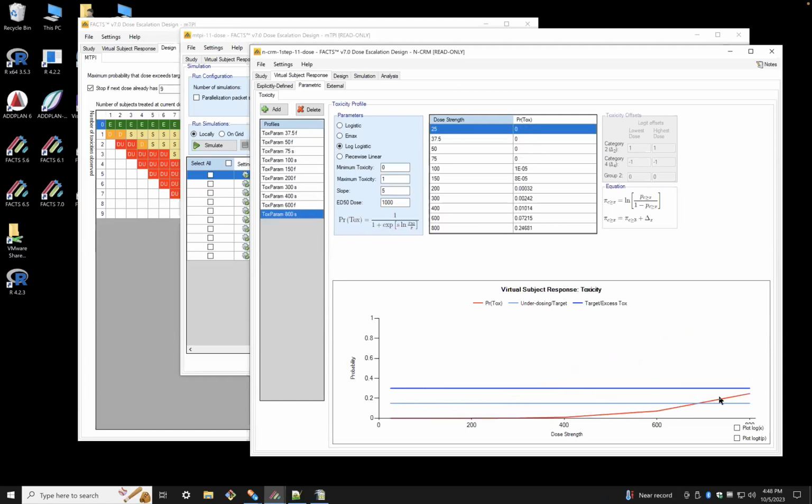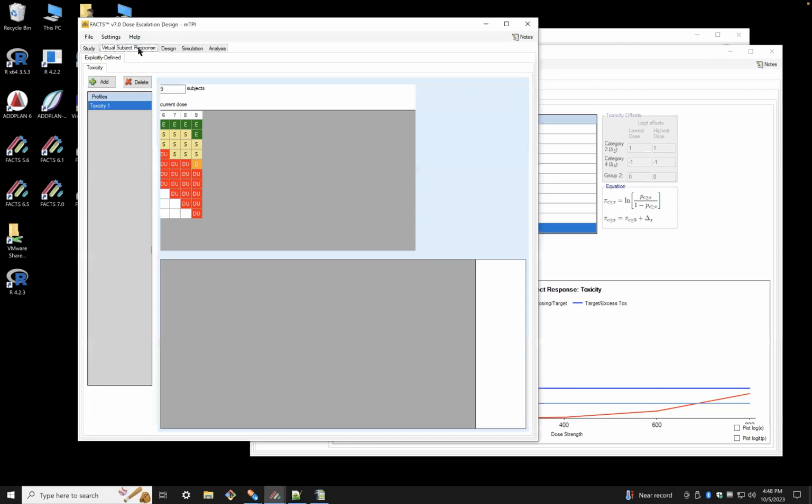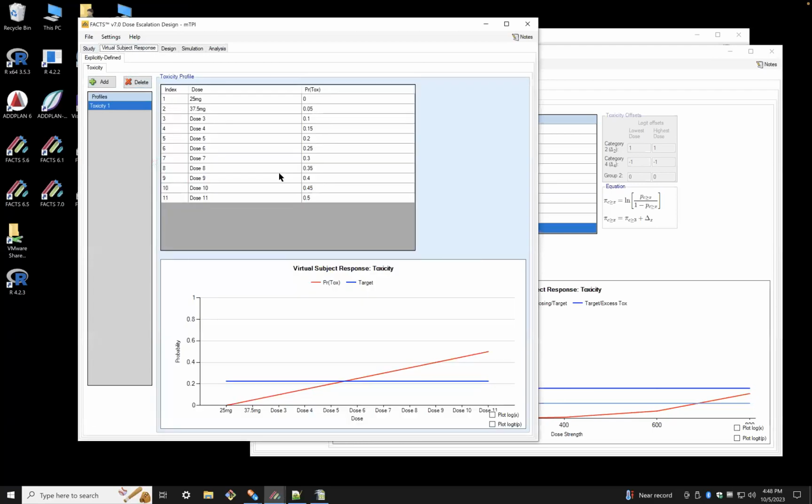All the way out to a relatively steep curve, but with a very late onset of toxicity. So FACS calculates the corresponding toxicities and displays them here, which has then enabled me to manually copy them into the MTPI responses. And similarly, I've copied them into the BOIN and the i3+3 online tools.